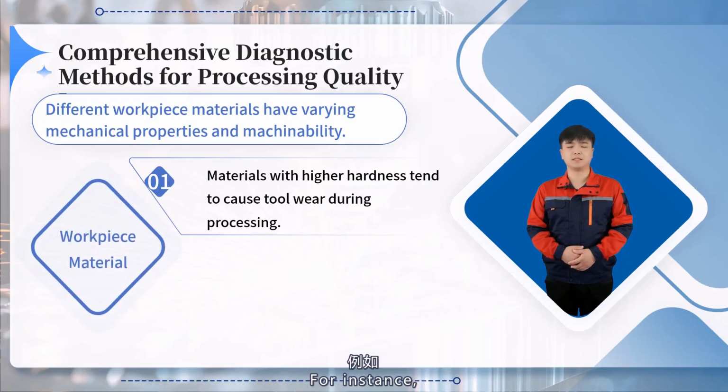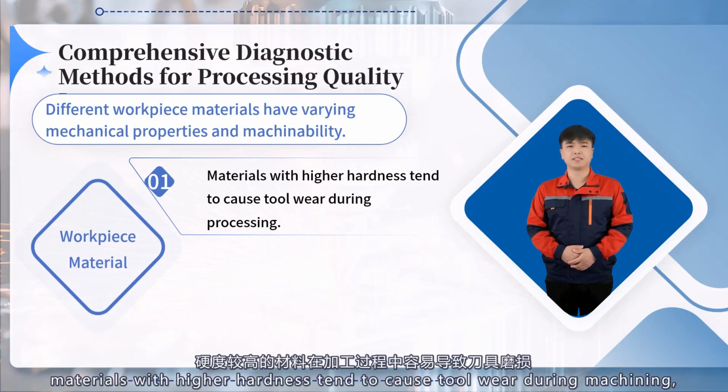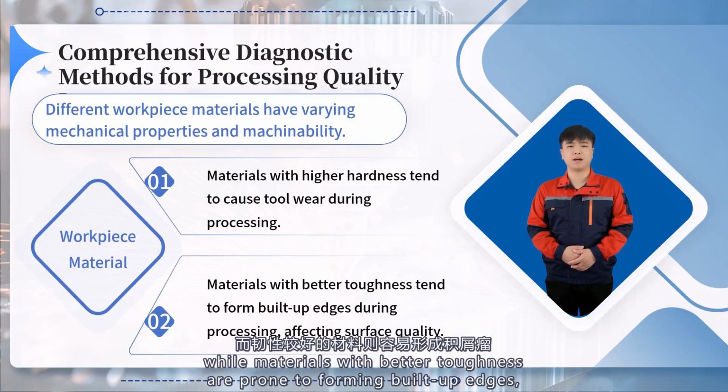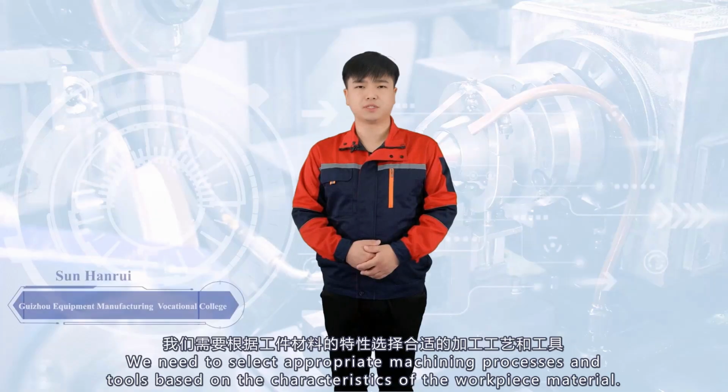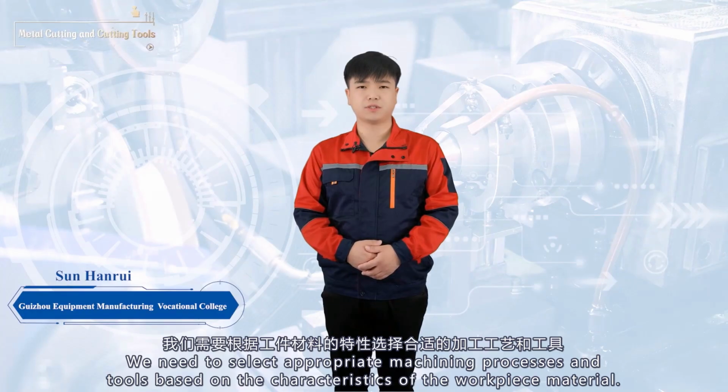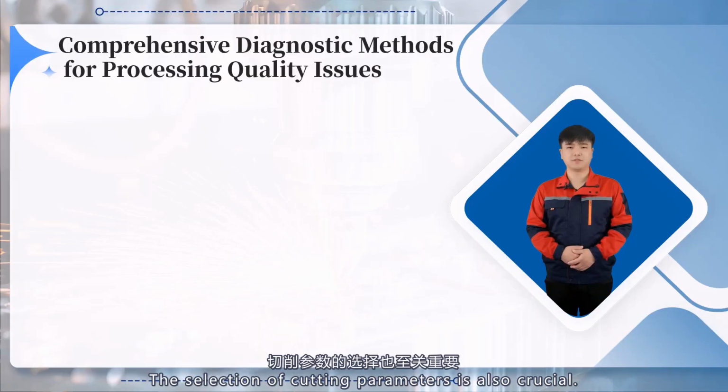For instance, materials with higher hardness tend to cause tool wear during machining, while materials with better toughness are prone to forming built-up edges, which can affect surface quality. We need to select appropriate machining processes and tools based on the characteristics of the workpiece material. The selection of cutting parameters is also crucial.